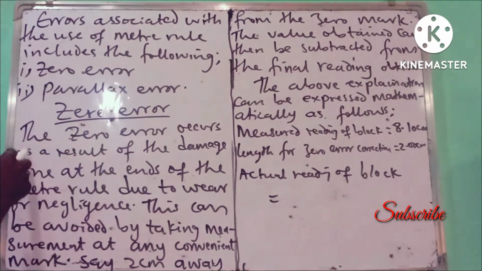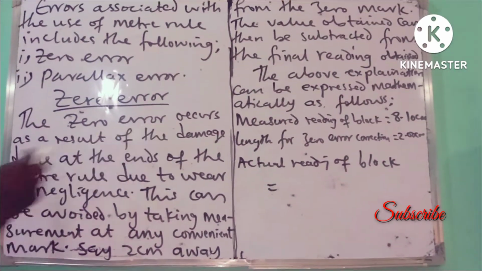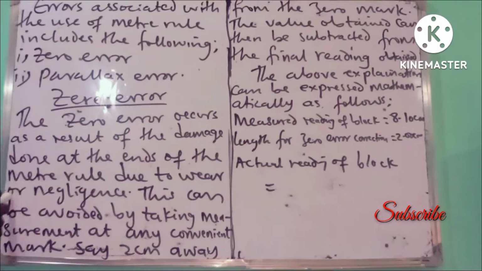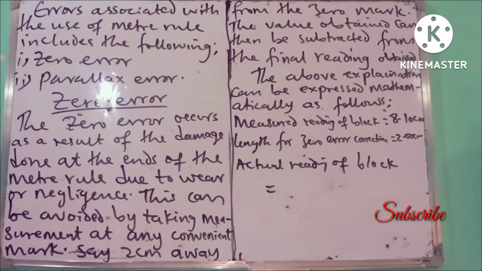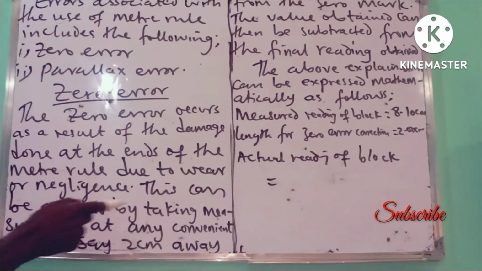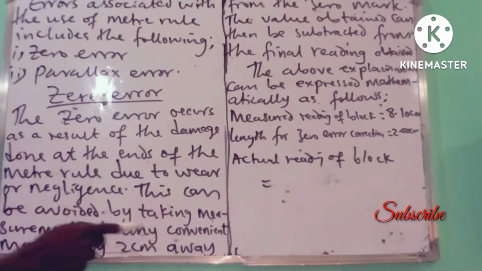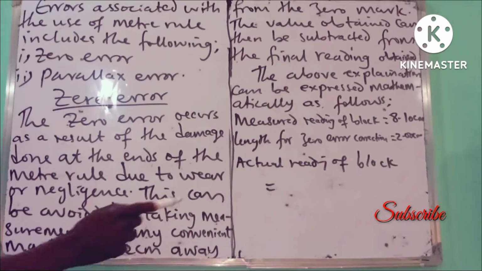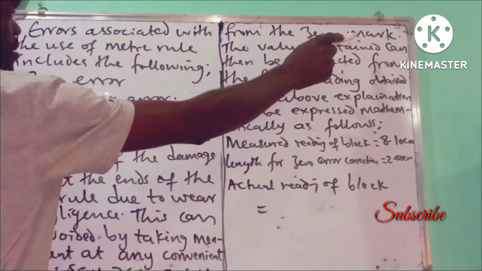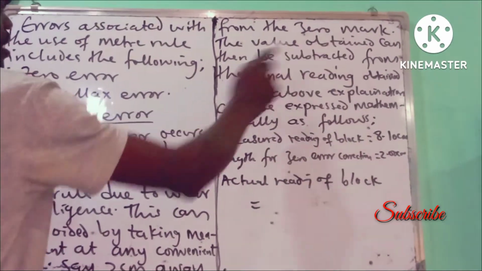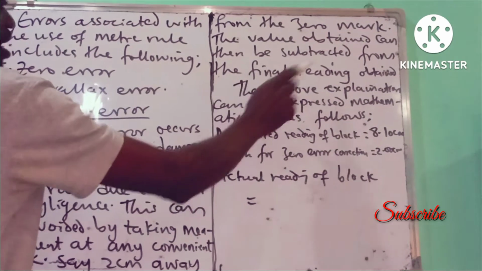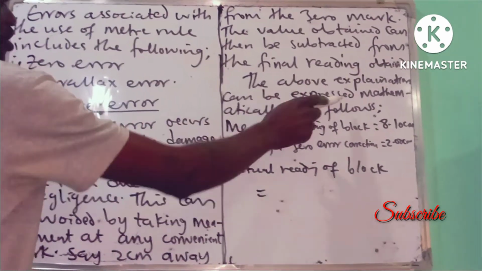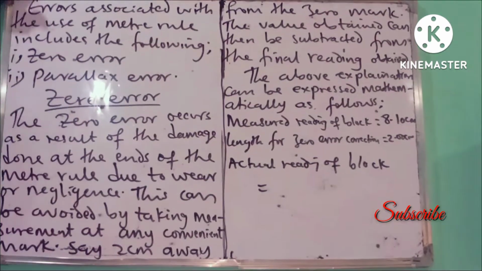The zero error occurs as a result of the damage done at the ends of the meter rule due to wear or negligence. This can be avoided by taking measurement at any convenient mark, say 2 centimeters away from the zero mark. The value obtained can then be subtracted from the final reading obtained. The above explanation can be expressed mathematically as follows.